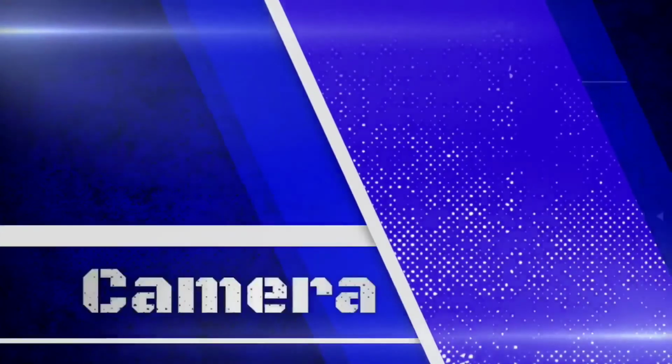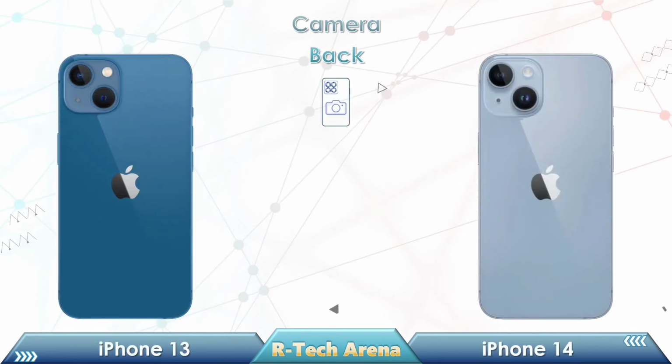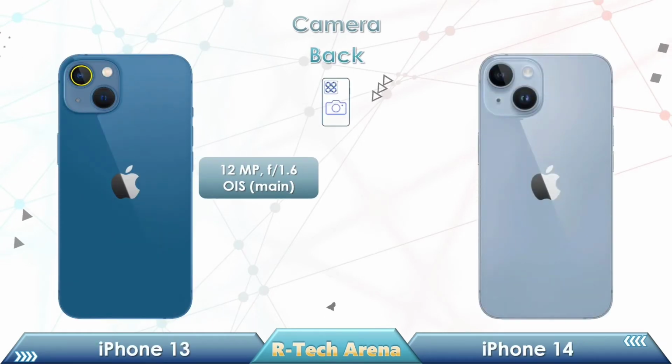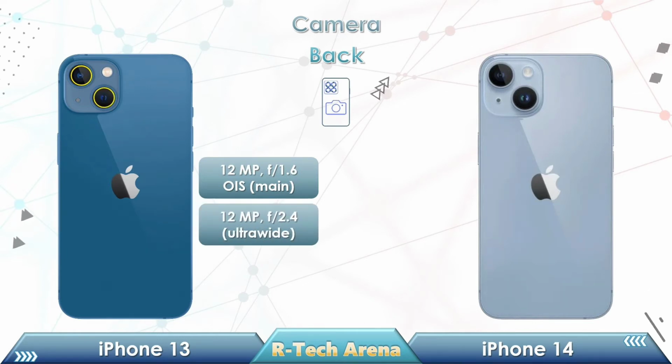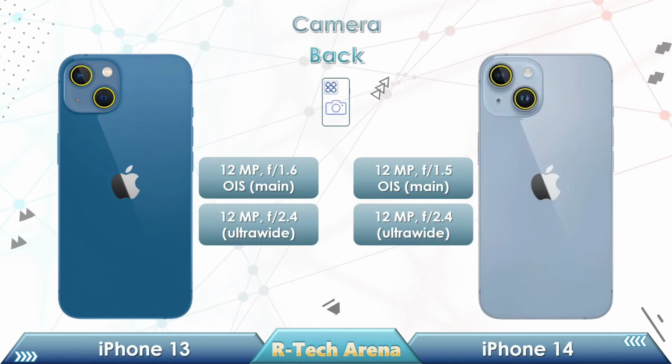Friends, now let us compare the camera and its features. iPhone 13 has a dual camera setup, including a 12 megapixels primary lens with OIS support, and a 12 megapixels ultra-wide-angle lens. And the iPhone 14 also has a dual camera setup, with a 12 megapixels primary lens with OIS support, and a 12 megapixels ultra-wide-angle lens.